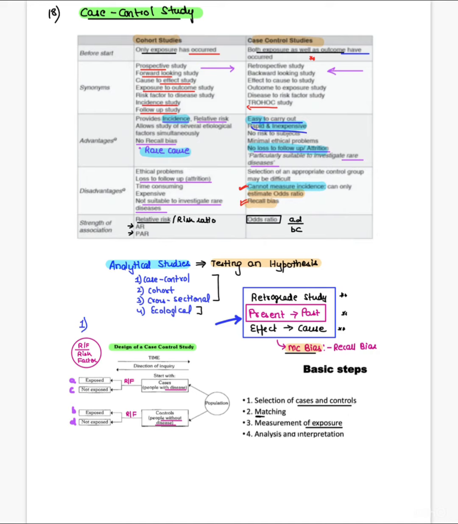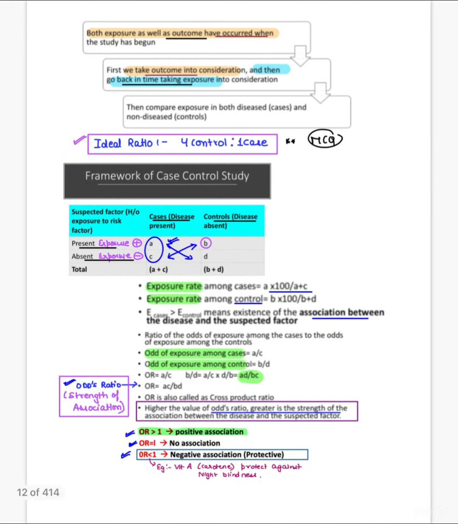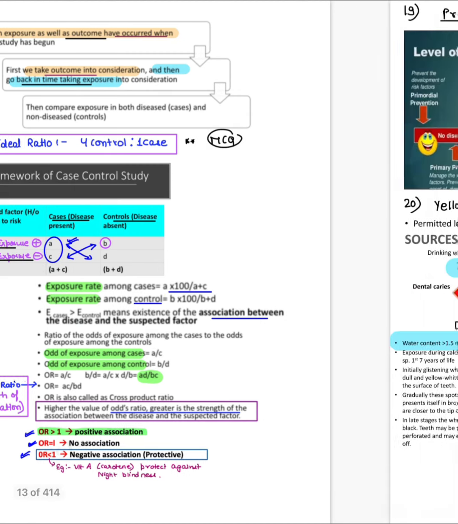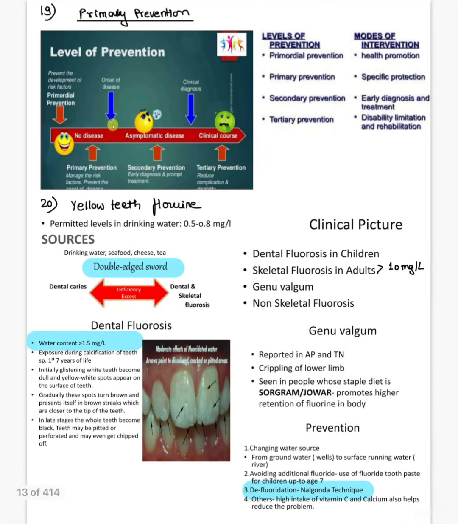We do not need to follow up the patient, guys. So it's easy, rapid, inexpensive, and there is no loss to follow up. But this estimates the odds ratio, guys. That is the cross product ratio, that is AD by BC. Then we have discussed how to calculate odds ratio, and also odds ratio more than one is positive association, equal to one is no association, and also we discussed a few MCQs, guys.